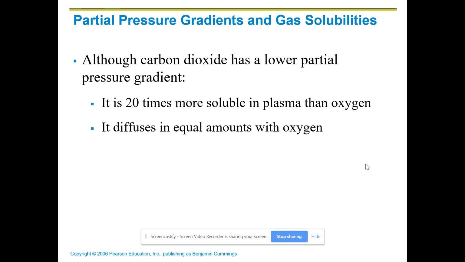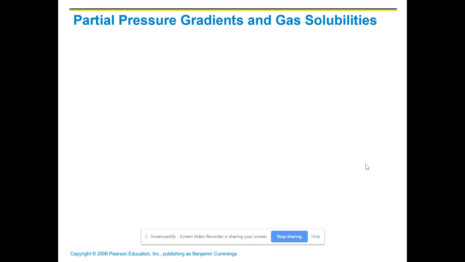The same thing's true for carbon dioxide. Although it has a lower partial pressure gradient, which means it's not going to move quite as fast, it's about 20 times more soluble in water or plasma than oxygen is. And so it's going to diffuse in an equal amount.